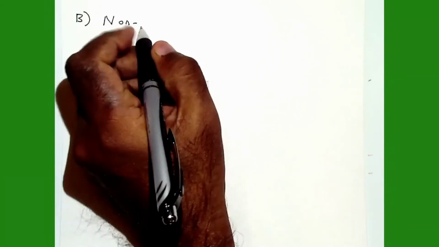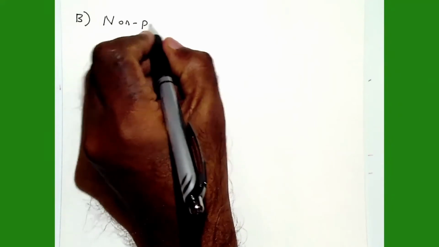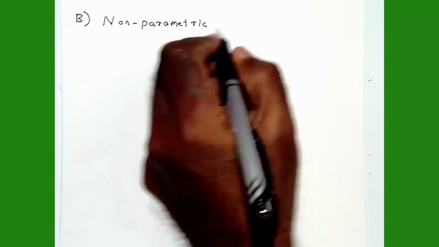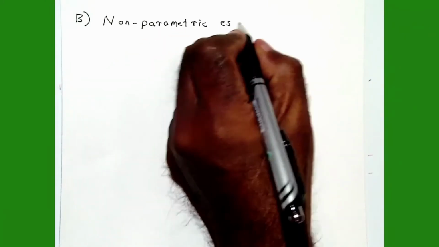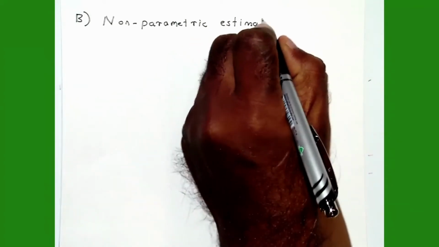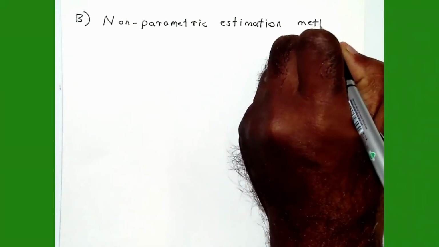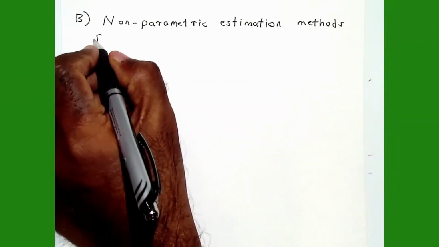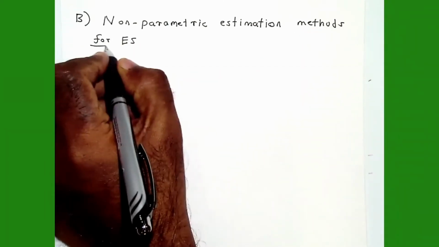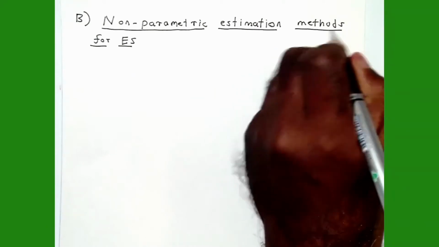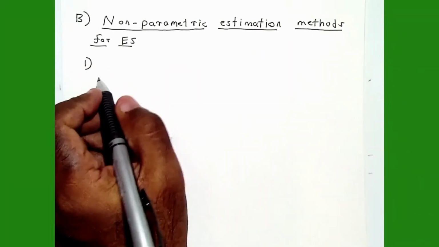In this video I will talk about the non-parametric estimation methods for expected shortfall. I will talk about 5 different methods.